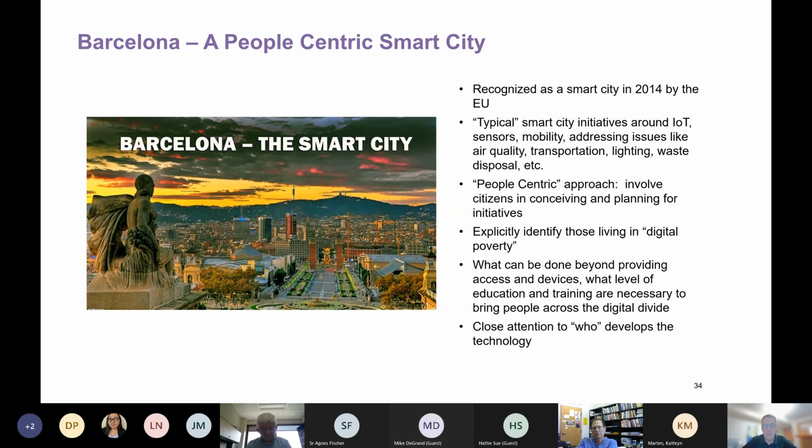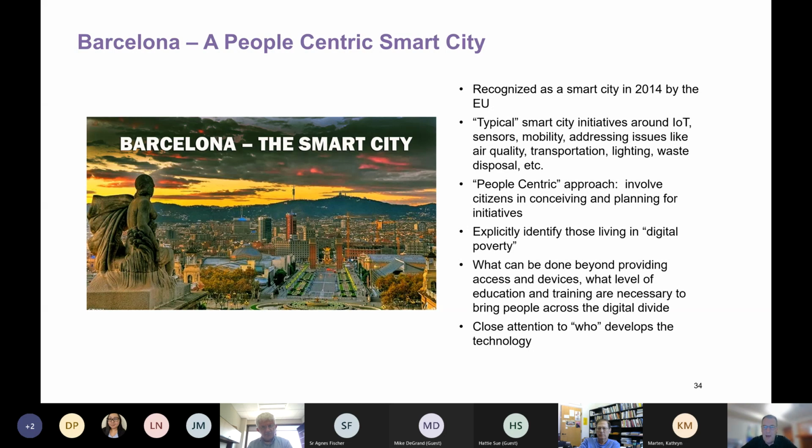Back to the positive side, Barcelona is one of many smart cities, but they're trying to do things a little bit differently. They're tackling the same types of issues, pollution, lighting, air quality, waste management, et cetera, but recognizing that if you don't involve your citizens, you may be making some mistakes. You may be creating a system that has implied bias. They focus on a people-centric approach.